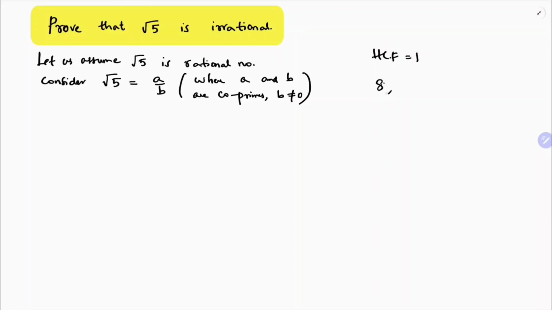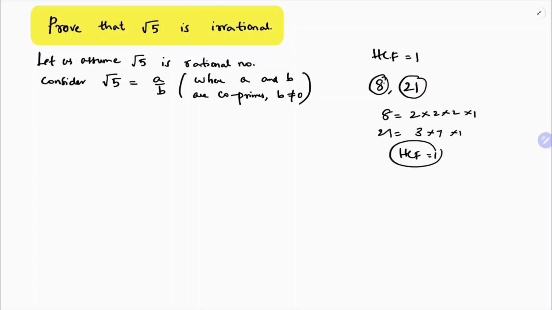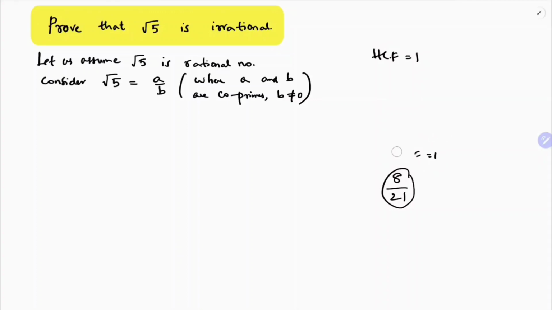For example, take 8 and 21. 8 is not a prime, 21 is also not a prime. The prime factors of 8 are 2 into 2 into 2, and 21 is 3 into 7. So if you observe, the HCF is 1. What I want to say is, if you write in the form of p by q, you cannot cancel it or simplify it further. So co-primes are nothing but numbers whose HCF is 1. So here I consider a and b are co-primes.